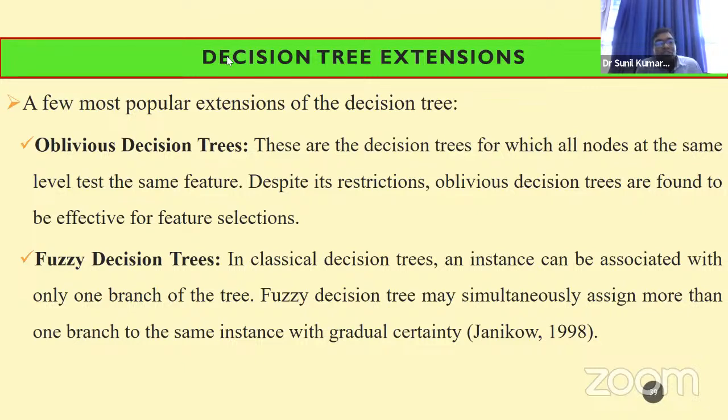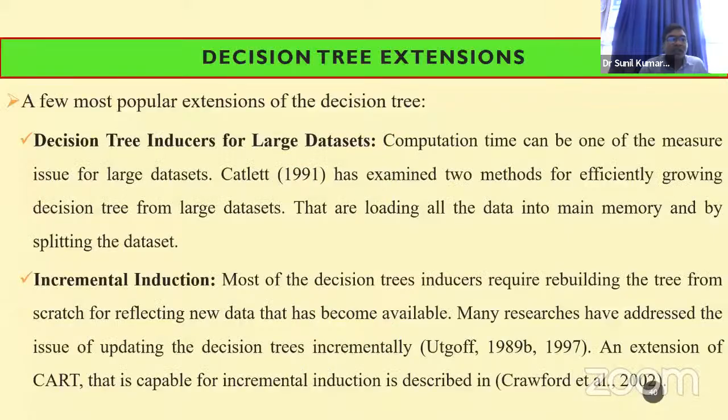The values are not going to be 0 or 1. One attribute is contributing in more than one node. So that is a kind of tricky problem, and it can be applied depending on the nature of the data. In a classical decision tree, an instance can be associated with only one branch of the tree, but in a fuzzy decision tree, we may simultaneously assign more than one branch to the same instance with gradual certainty. These are a few further extensions which can be explored.